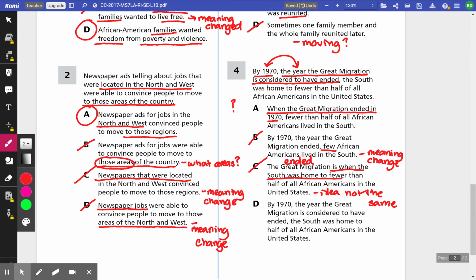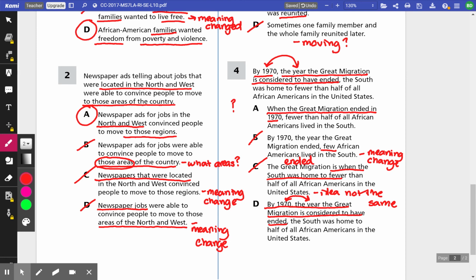Now let's look at answer choice D. By 1970, the year the Great Migration is considered to have ended, the South was home to half of all African Americans in the United States. Well, the first thing I've noticed is they've left this part of the sentence exactly the same, when there is a way they could combine those two things to make it less wordy. So that part of the sentence is exactly like the original.